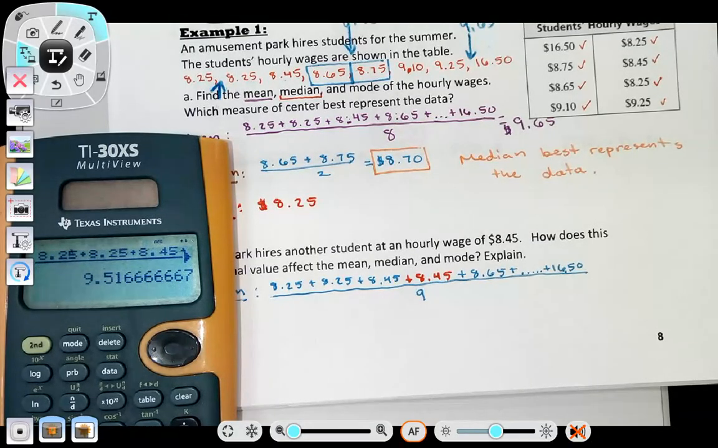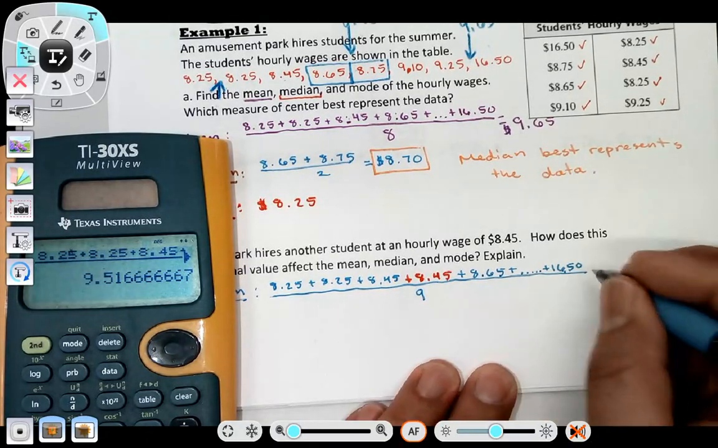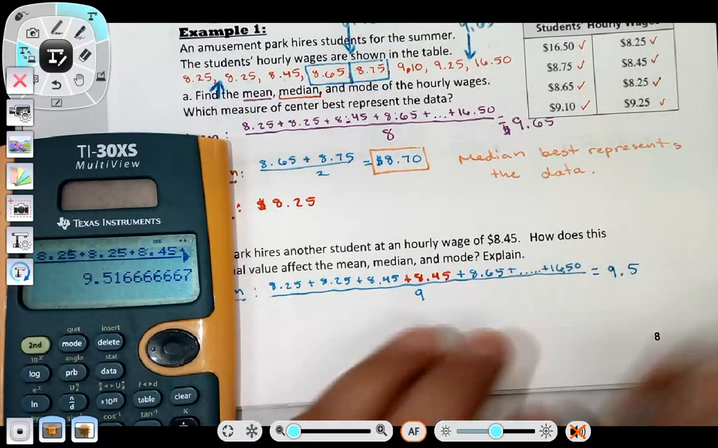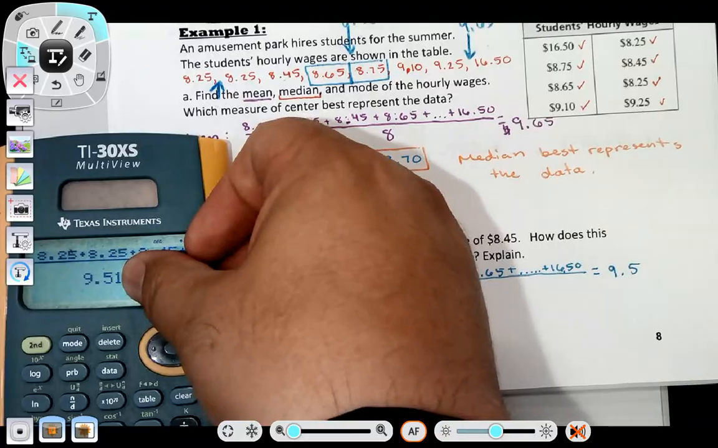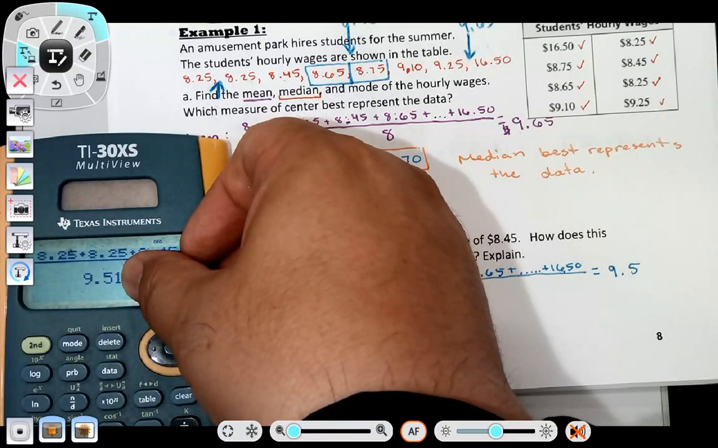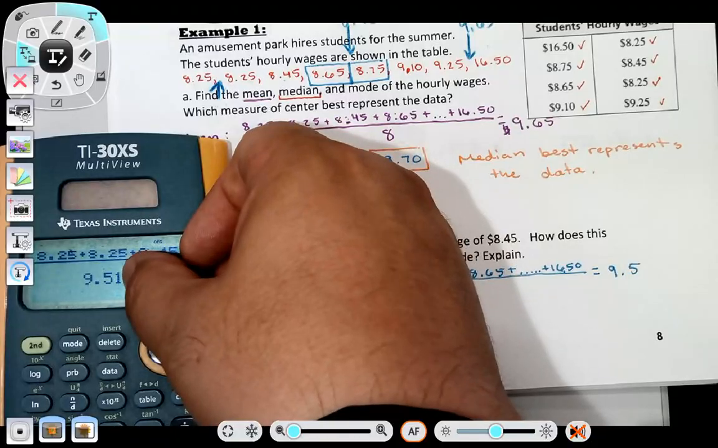All right, well, there's my new average. Because it's money, I'm going to call it 9.5. All right, everybody, make your kindergarten teachers proud. It's either 51 or 52. And if there's a 6 next to it, then I'm going with 52.